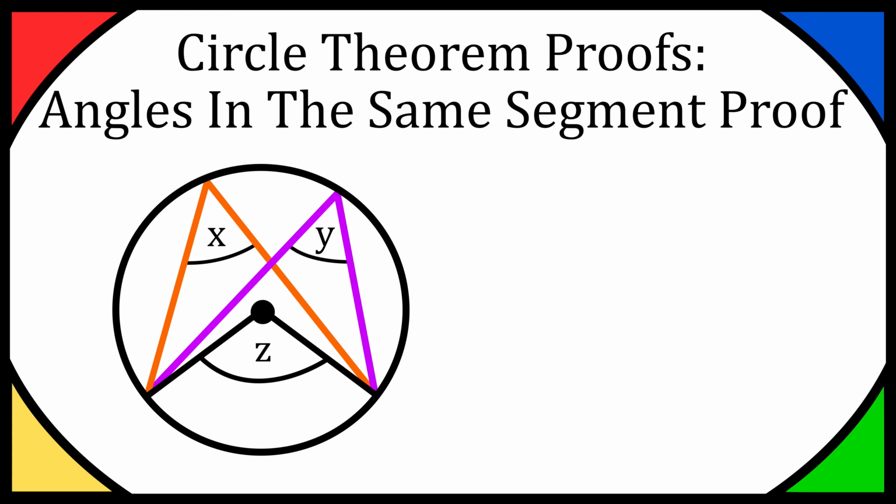So for this proof, we're basically proving that X and Y are the same size angle, and to do this we're going to be using a previous theorem that I haven't proved yet on my channel, but we're going to be using this theorem to prove another theorem, which is going to be this theorem.